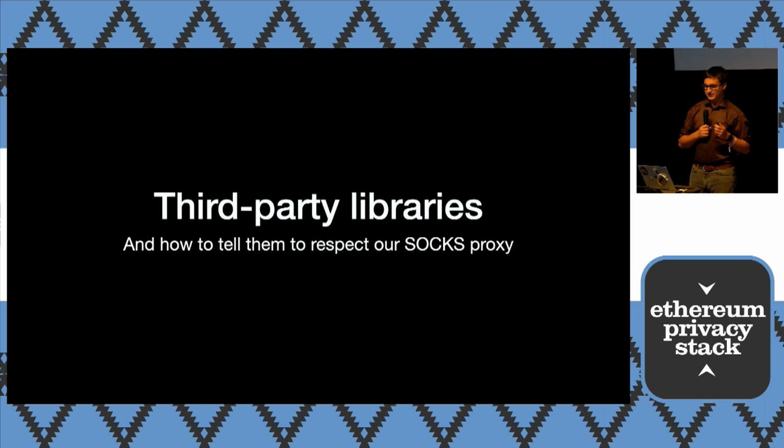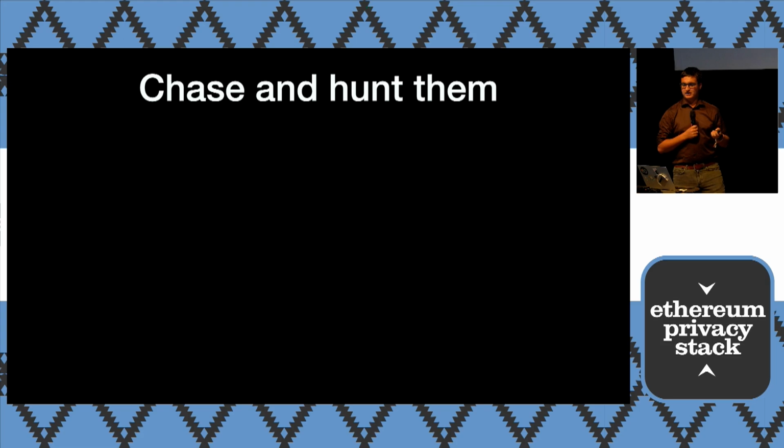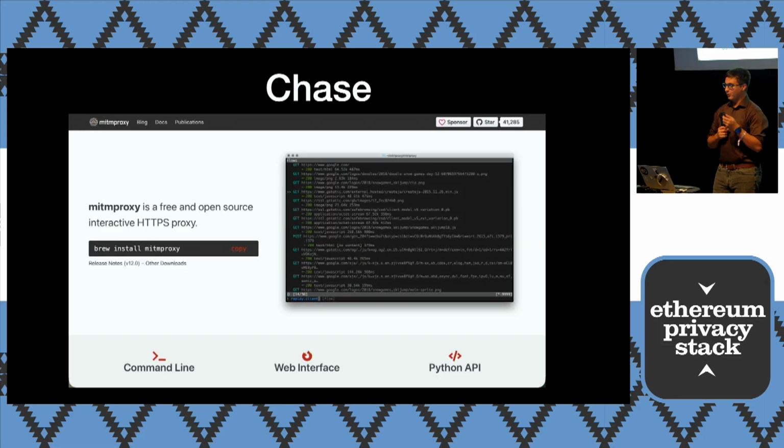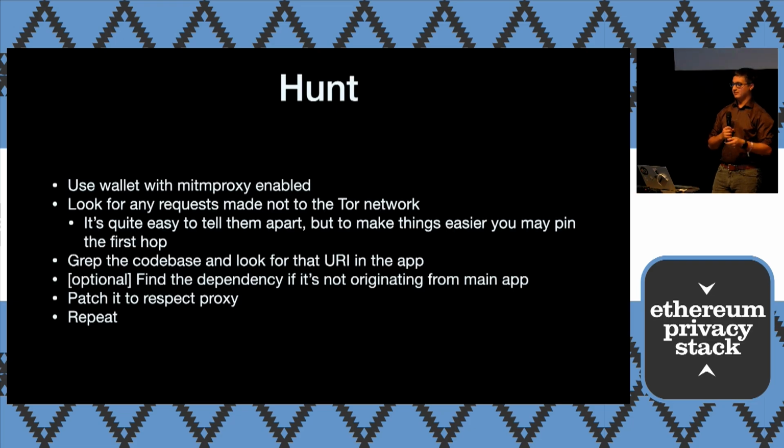Then we have third-party libraries. But how do we tell them to respect our proxy? They have no idea that we run Tor. Well, chase and hunt them. Open a MITM proxy, put it between the internet and your app, make it sit there, use your app, and look for requests. If something looks like Tor traffic, don't touch it. If something looks like a web request, go see where it's happening, manually try to patch it to respect your SOCKS proxy, and repeat and repeat and repeat.